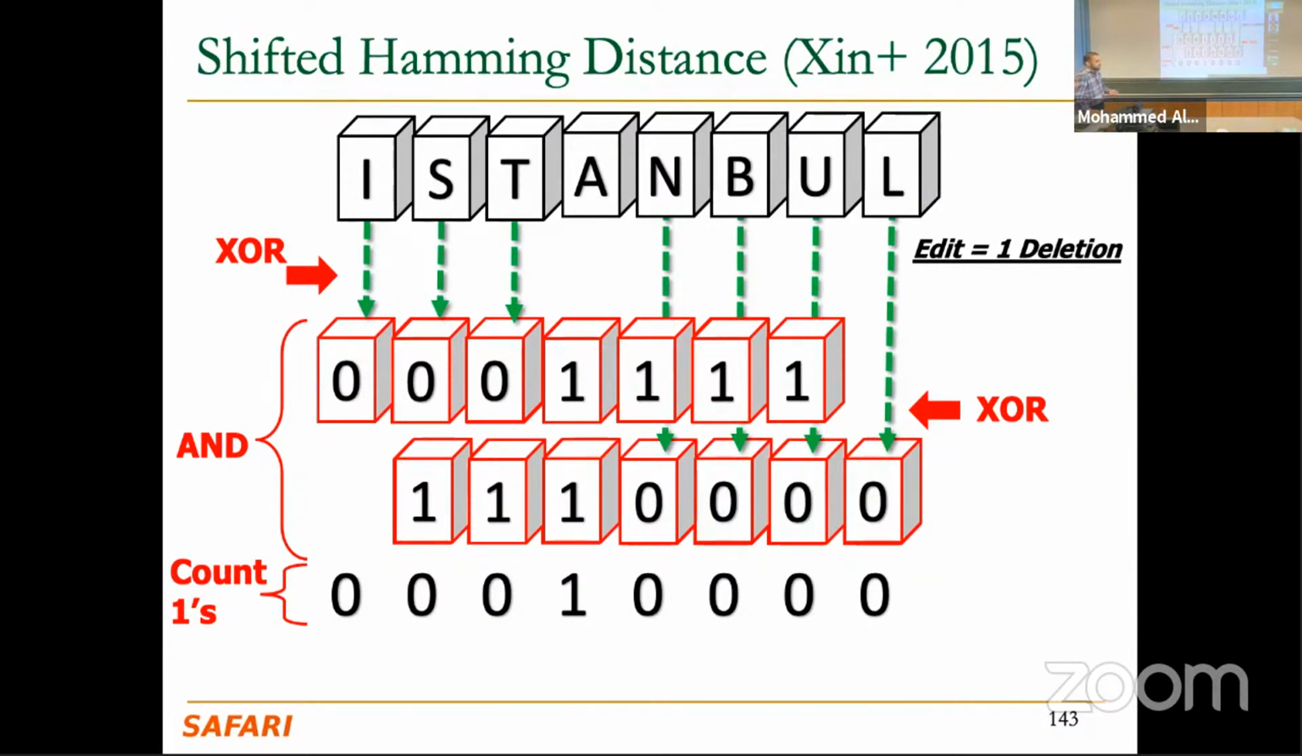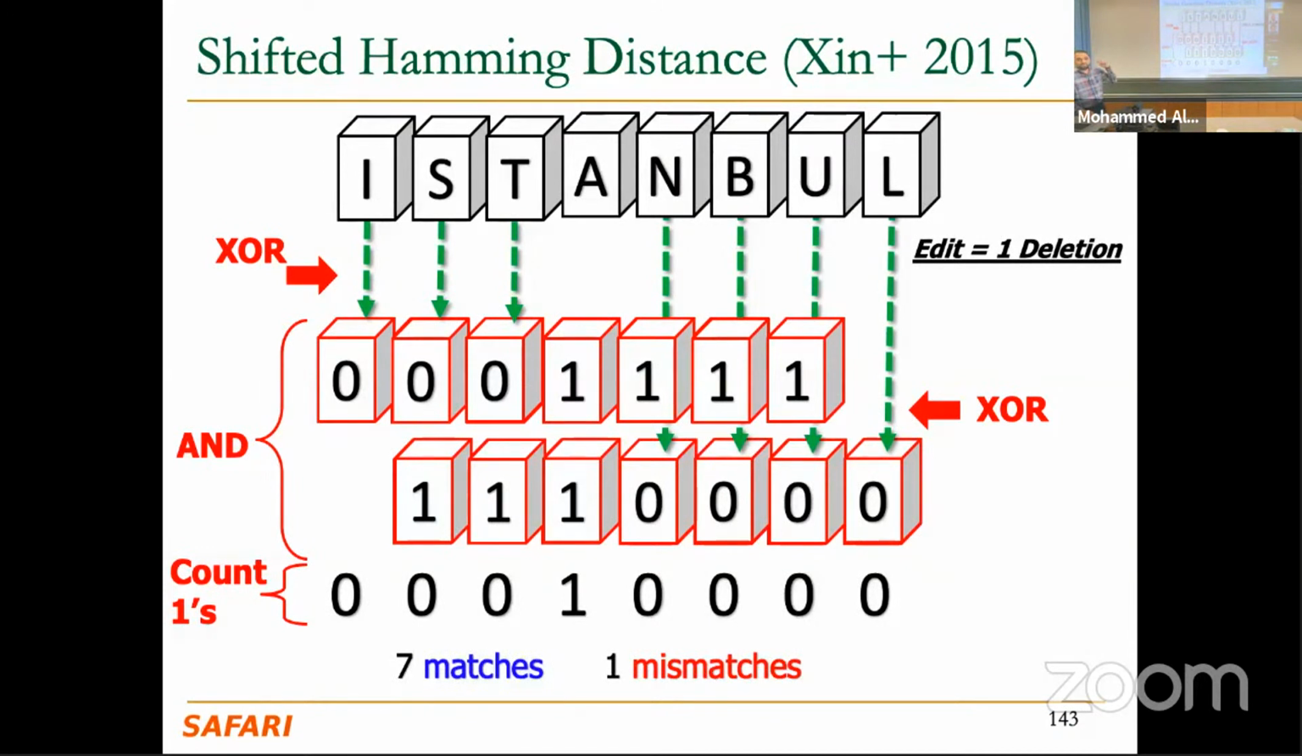So I deleted the A, and the A was located here. So this pattern tells you that there was an alteration over there, which directly corresponds to the A, and everything else remained the same. So this is the right way to do the comparison. This is what we propose in the paper: to do shifted Hamming distance, but not Hamming distance.